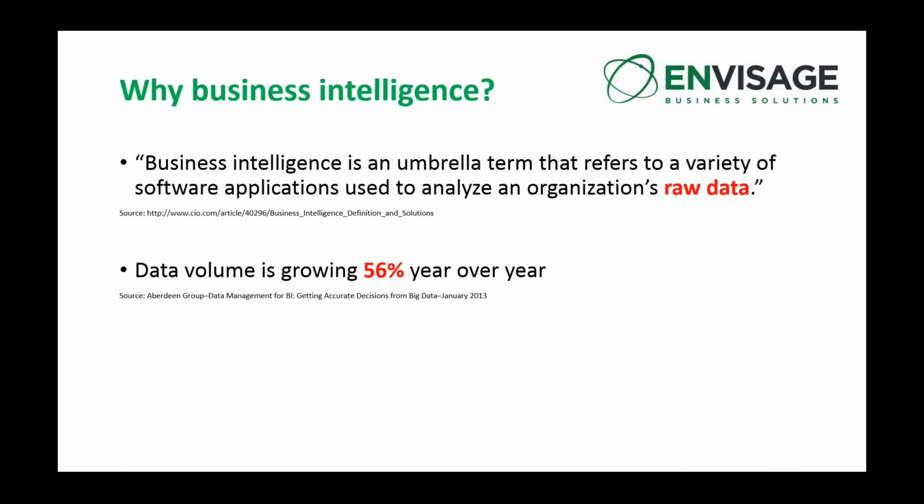So we all hear the word business intelligence, and it flies around a lot at the moment. Business intelligence is an umbrella term that refers to a variety of software applications that are used to analyse an organisation's raw data. So it's basically a tool to get your reports out of your system. These statistics from the Aberdeen Group are a little bit old now, 2013, but with the data volume growing 56% year over year, the data that we're accumulating is growing and growing, but our reporting may not necessarily be reflecting that.